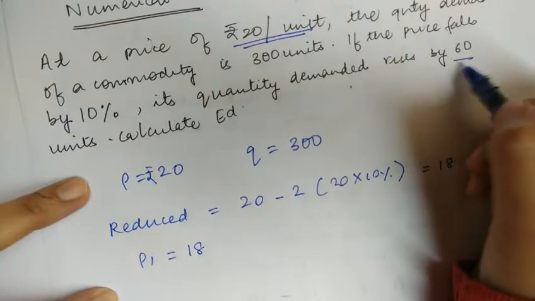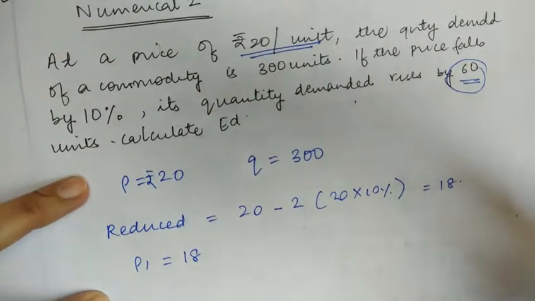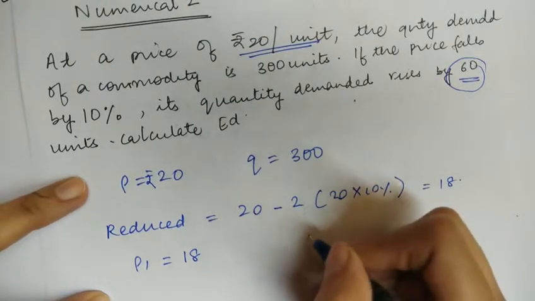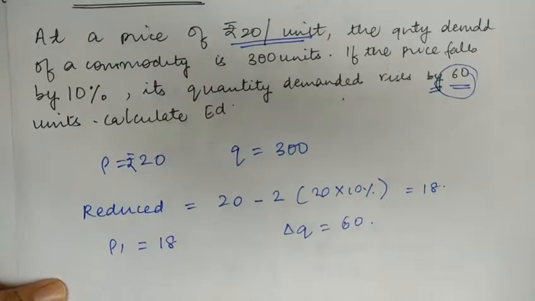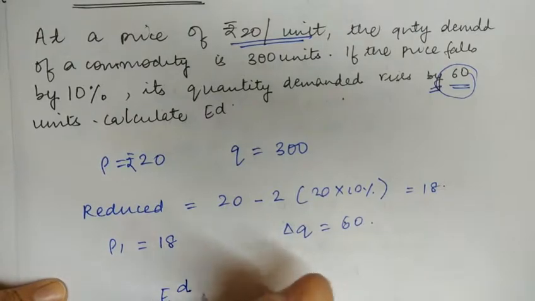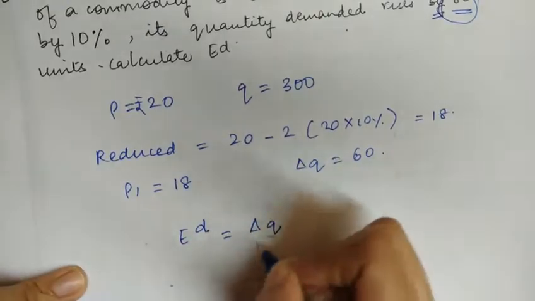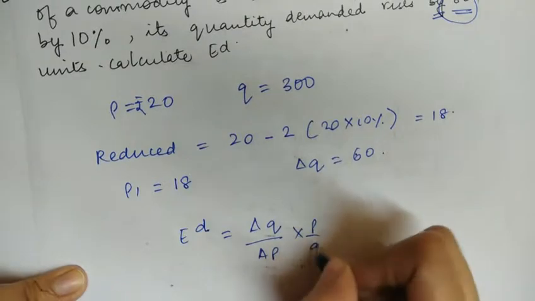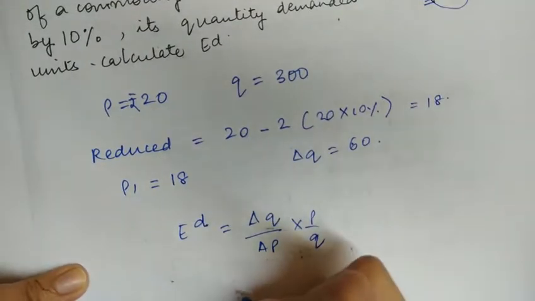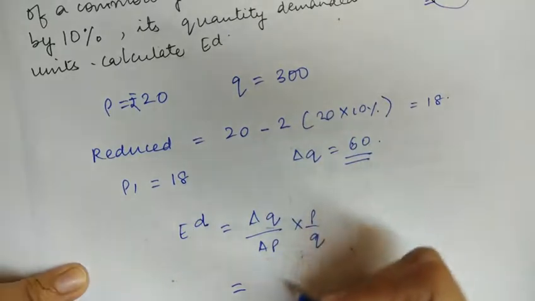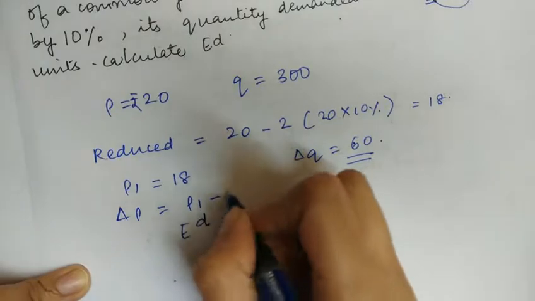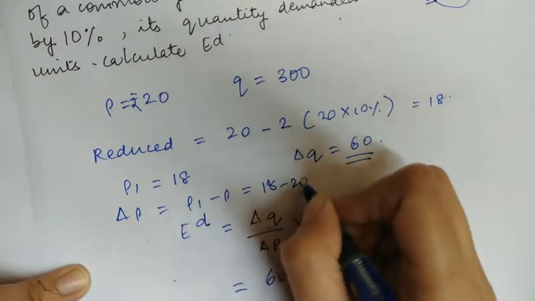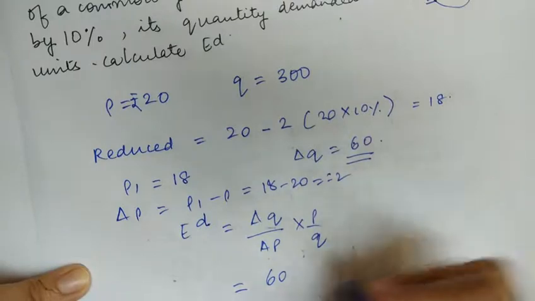Its quantity demanded rises by 60. That is, change in the quantity demanded is equal to 60. Now we know the formula of elasticity of demand, which is equal to change in Q by change in P into P by Q. We just need to plug in the values now. What is change in Q? Change in Q is 60. What is change in P? Change in P is P1 minus P, which is equal to 18 minus 20, which is equal to 2.